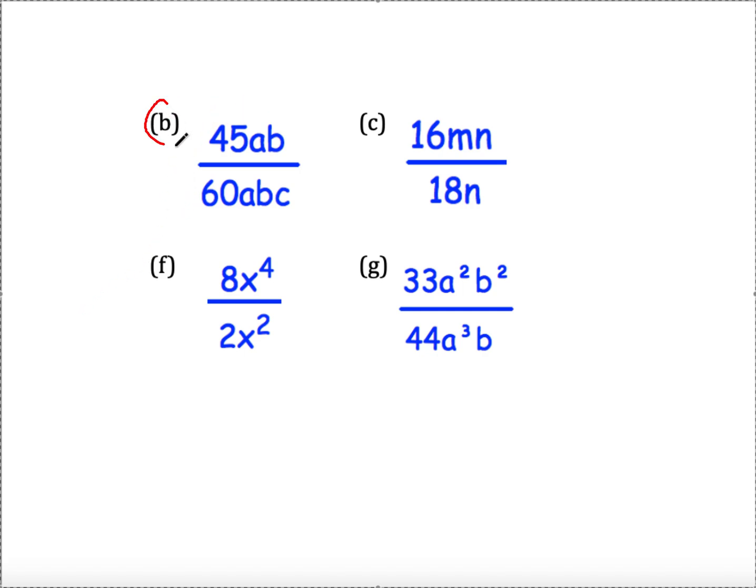Seeing, on B, is there anything that I could factor out of both 45 and 60? And hopefully you're sat there going, well, obviously it's 15. So what we're going to do is divide 45 and 60 by 15. So that'll leave myself with 3/4.